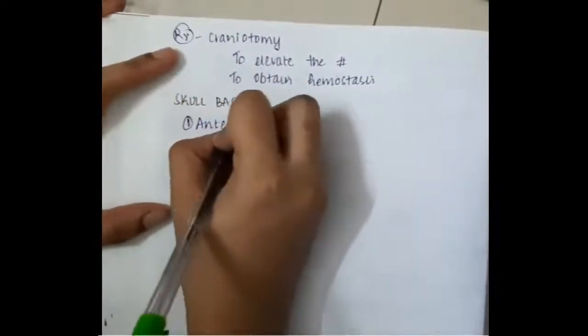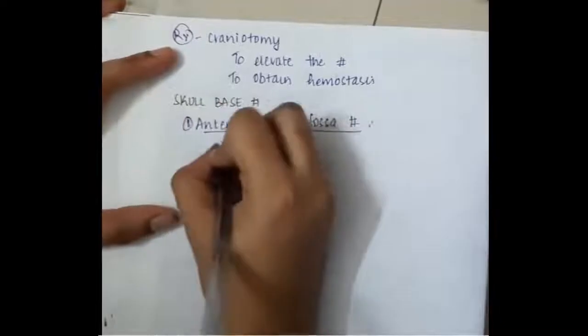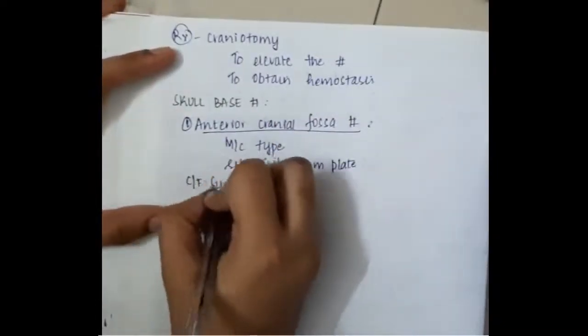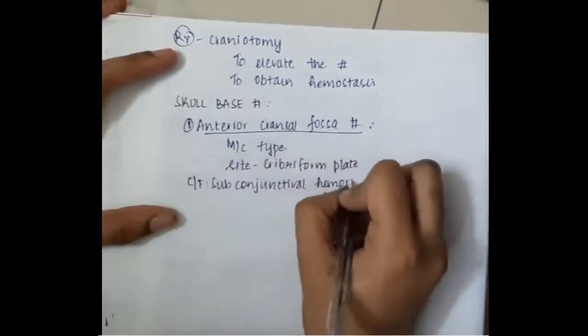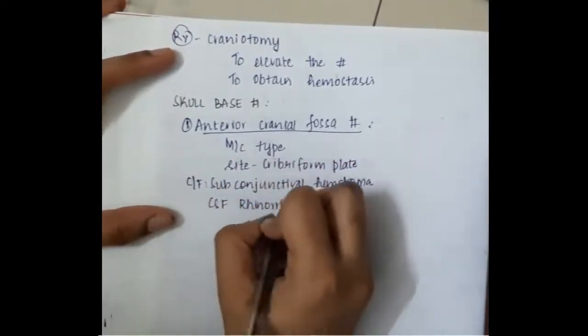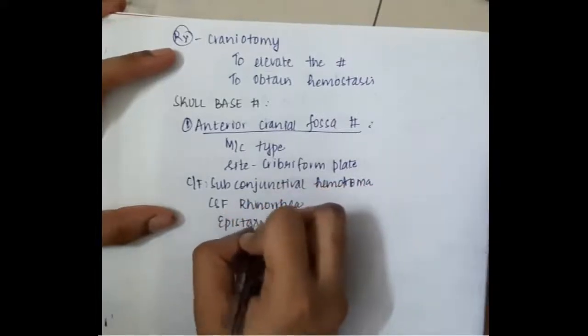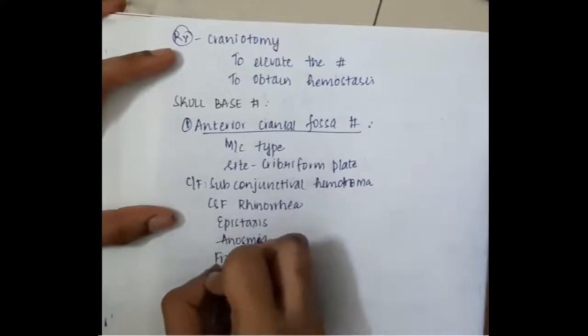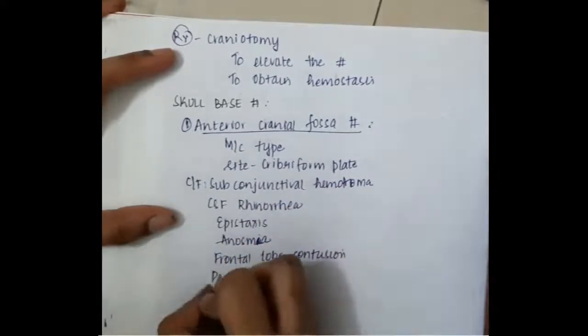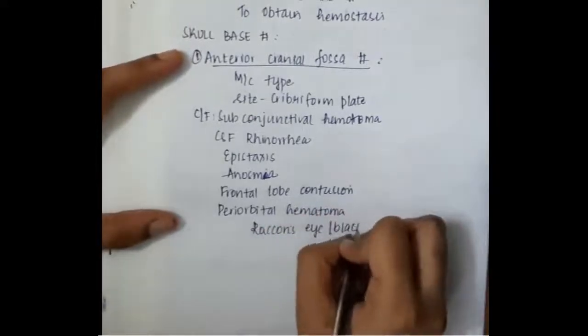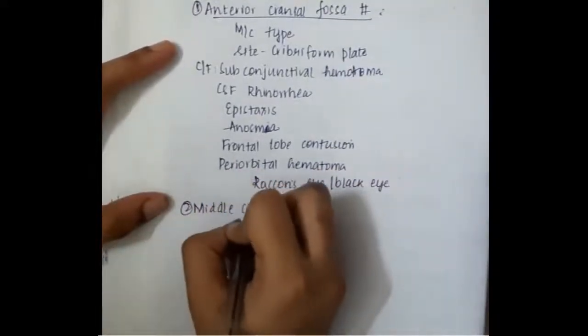Second, skull base fractures. These can be anterior cranial fossa fracture. Anterior cranial fossa fracture is most common and is seen in the cribriform plate. Clinical features include subconjunctival hematoma, CSF rhinorrhea, epistaxis, anosmia and frontal lobe contusion. It also causes periorbital hematoma, raccoon eyes or black eyes.